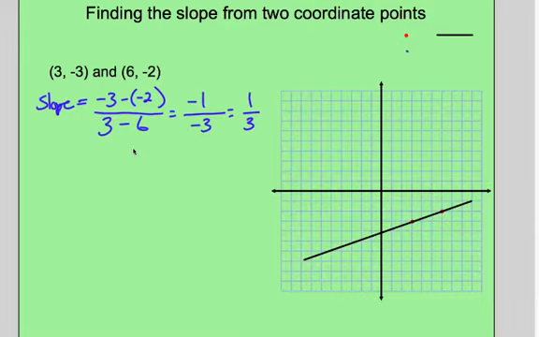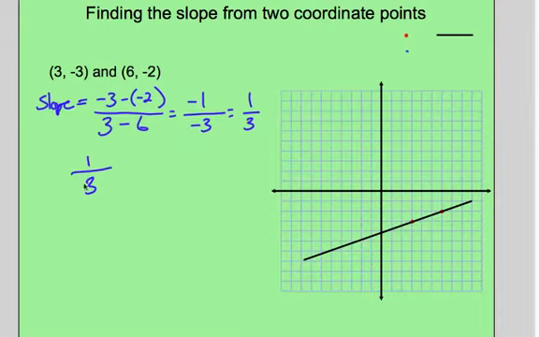Now I promised you a second method, and this second method is even faster than the first method, believe it or not. It mostly just has you take a look at the points and look at the spaces between them. So what's the space between a -3 and a -2? Well, the distance between those two is only 1, so that's my rise. And then the difference in my x values, what's the space between those? Well, it's just 3. From a 3 to a 6, you got 3.